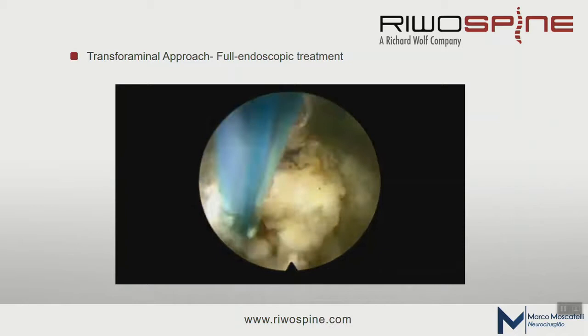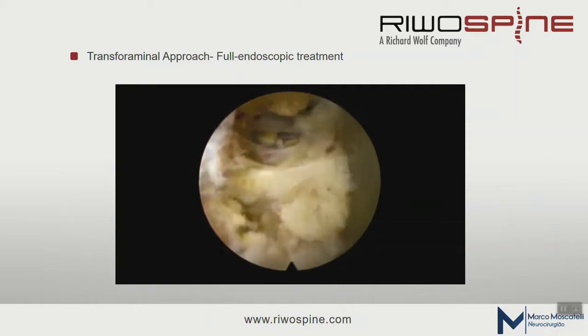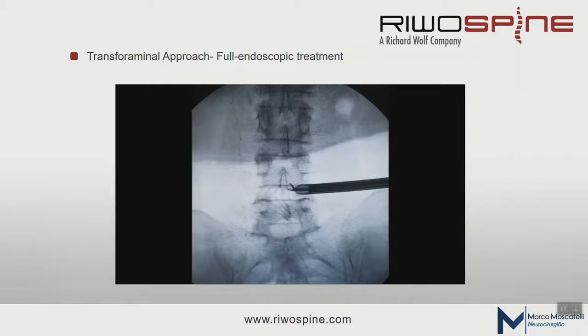I use the tip control like a probe to find the free fragments and burn the disc. I retract a little bit the work sleeve. With this, I can see the PLL, the epidural space, the disc, and try to find more free fragments in the disc. No more fragments.